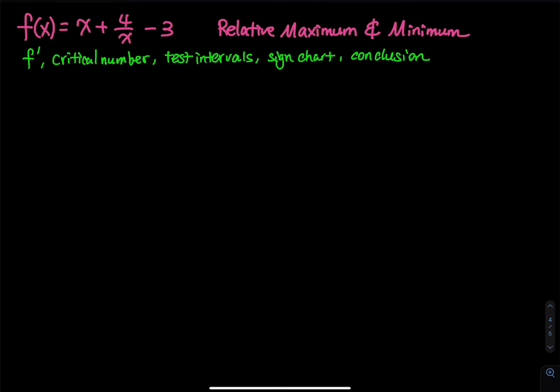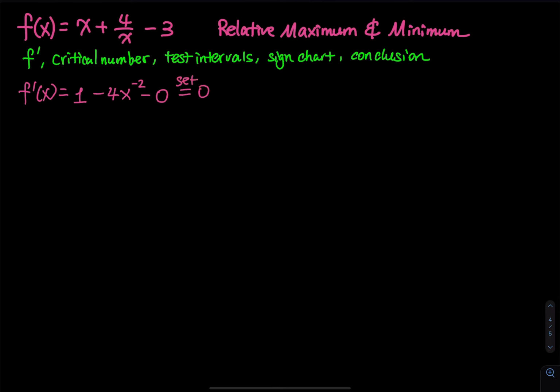So first of all, f prime of x using the simple power rule. The derivative of x is equal to 1, and then 4 divided by x, that is 4 times x raised to the negative 1. So you bring the negative 1 power down, you have negative 4, and then negative 1 minus 1 is negative 2. And then the derivative of 3 is equal to 0. So now the derivative is done, and then you set the derivative equal to 0.